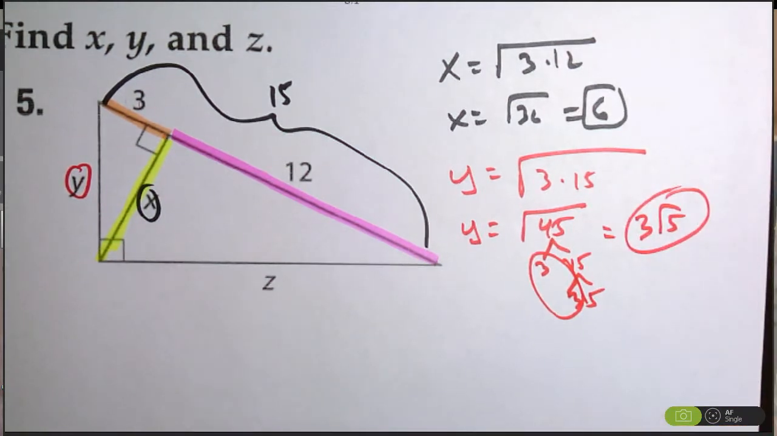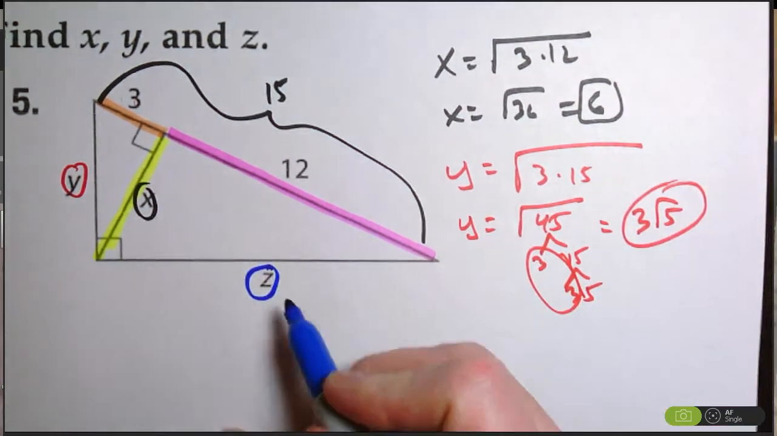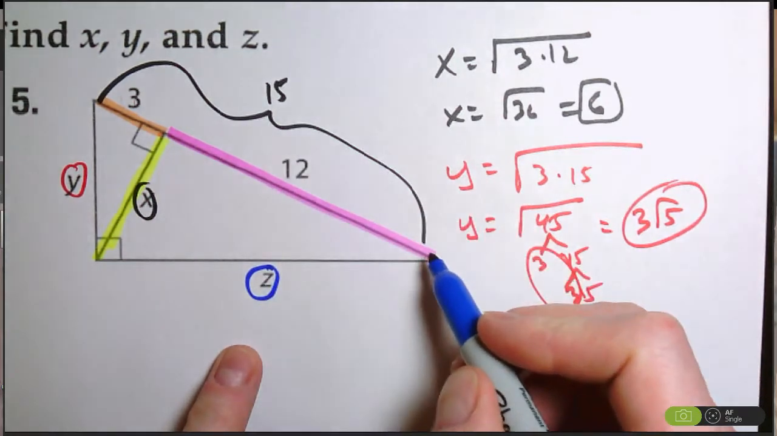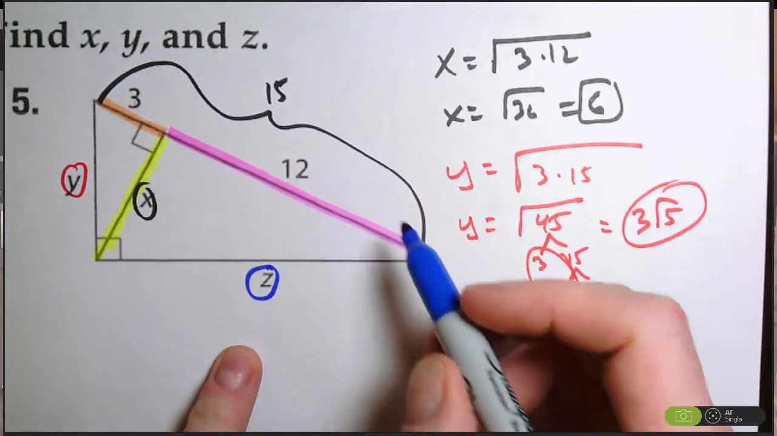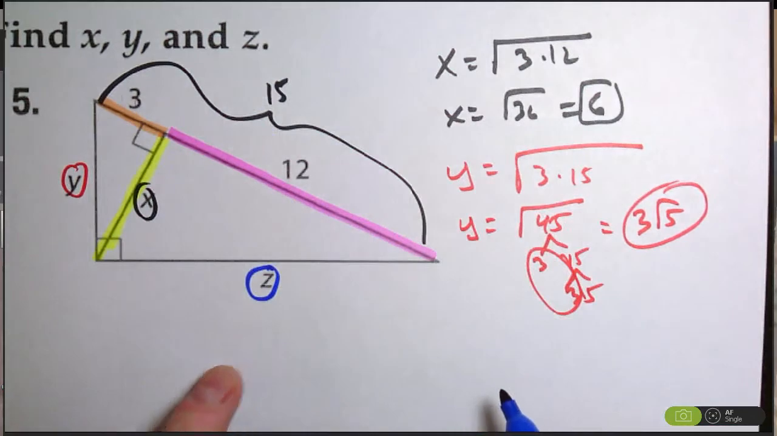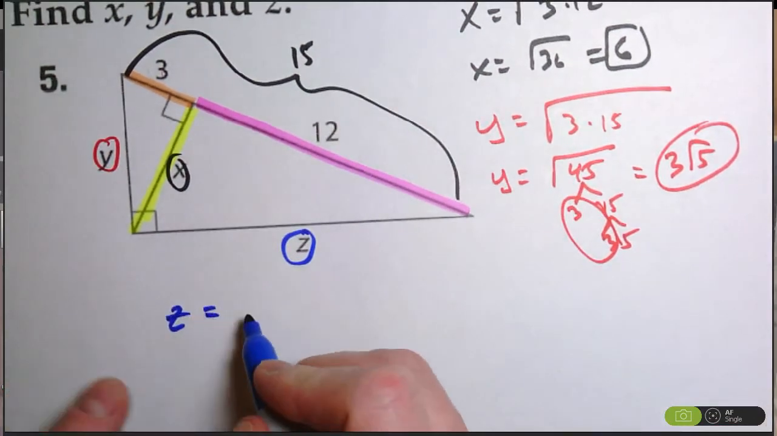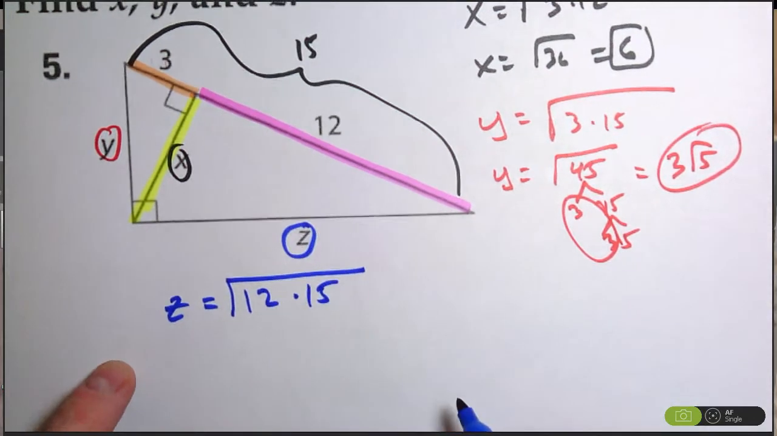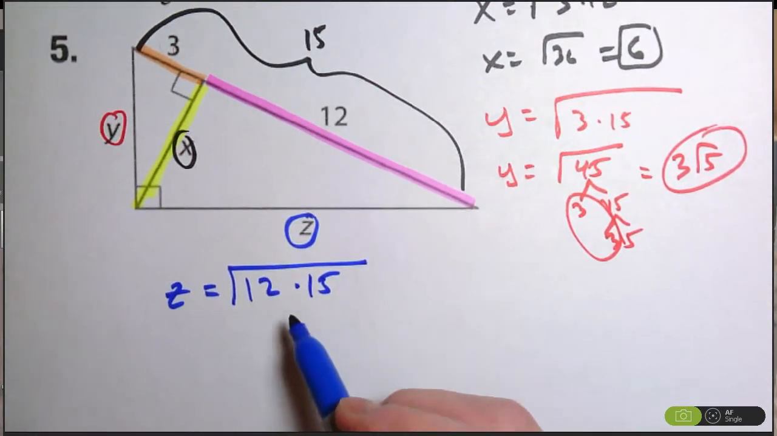Okay. Now, z is the exact same theorem. You're using the leg. The leg is the geometric mean of, again, the part next to it, the 12, the part of the hypotenuse next to it, not the whole hypotenuse, but then to the whole hypotenuse. So z is the geometric mean of 12 times 15. Now, I showed you in class, you can multiply that, it's 180.